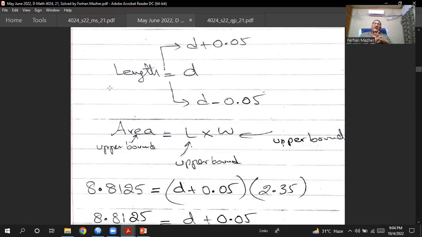So area is length multiplied by width, and the area given to us, he said, is the upper bound of the area. The upper bound of the area, because when you multiply the length and the width, you get the area's upper bound. That's why in this formula, logically, the upper bounds of both the length and the width must be used.